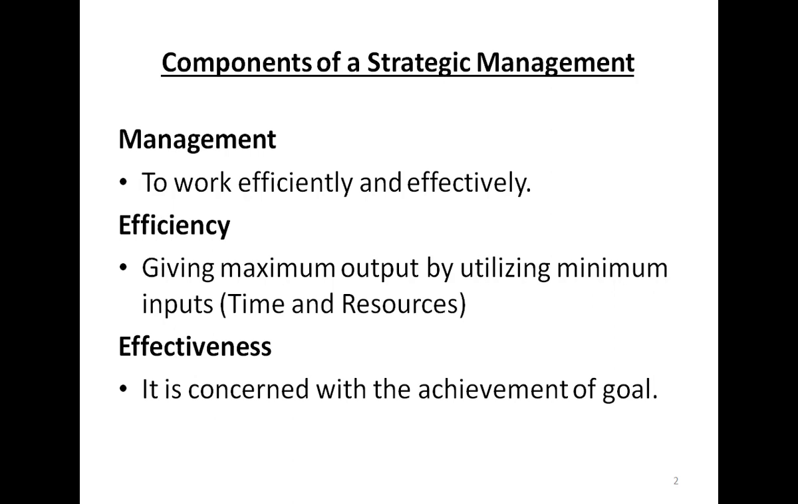Although he may be efficient, he performed this activity within 2 or 3 minutes, but he hasn't achieved the task. So this is actually the difference between the two, efficiency and effectiveness. One is concerned with giving maximum output by utilizing minimum inputs, and those inputs are actually time and resources, while effectiveness is concerned with the achievement of goal.